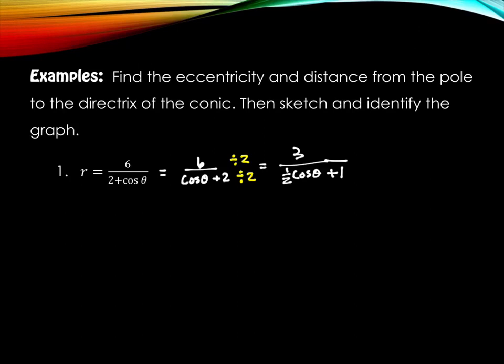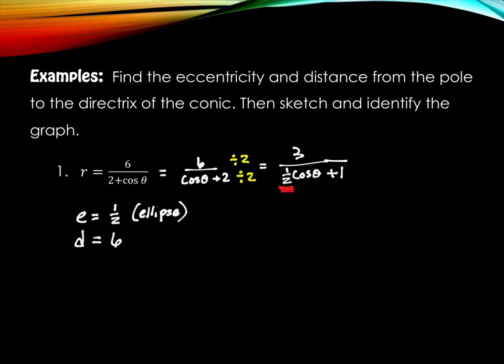In particular, we can see the denominator has a 1/2 right here. Therefore, my eccentricity is 1/2. If the eccentricity is 1/2, then we can find the d by looking at the top of it, because the top of it is supposed to be the eccentricity times d. So the d must be 6, because 6 times 1/2 is equal to 3. Now the fact that this is a 1/2 tells us that it's an ellipse, because it's between 0 and 1.